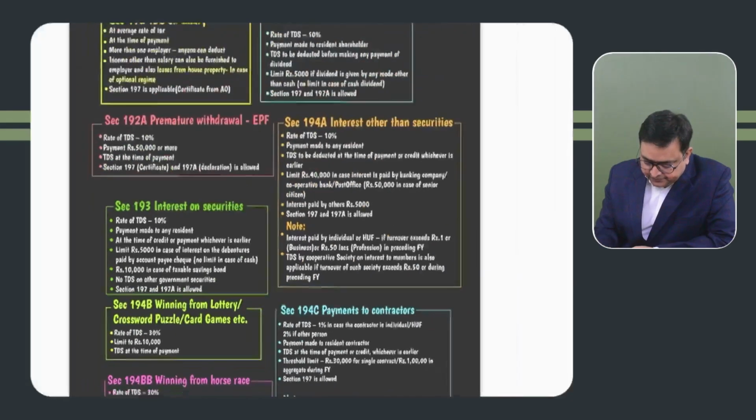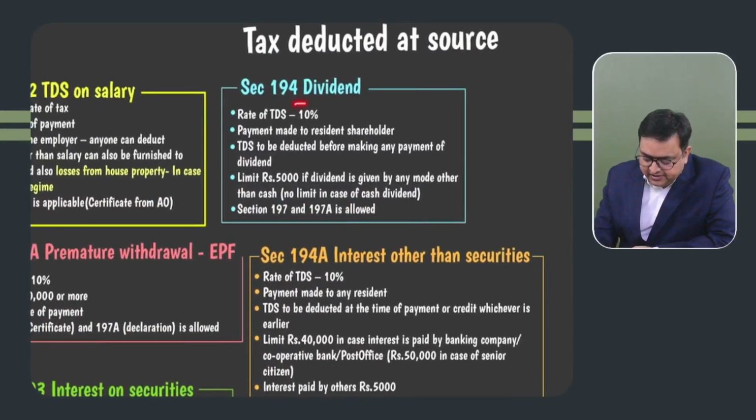Got it? 194 dividend. Here again, the TDS rate would be 10% in excess of the threshold limit of 5,000 rupees. So if you are getting more than 5,000, then TDS would be applicable. If you are getting less than 5,000, TDS would not be applicable. So if somebody is getting 6,000 rupees, then TDS at a rate of 10%, that is 600, would be deducted by the company, because generally, who will give you the dividend? Companies will give you the dividend. So TDS would be deducted at a rate of 10% under section 194.